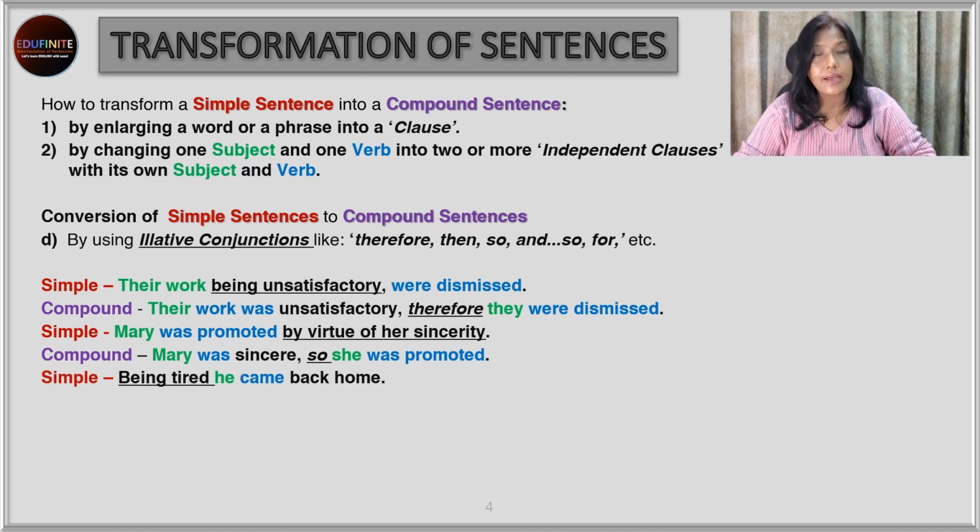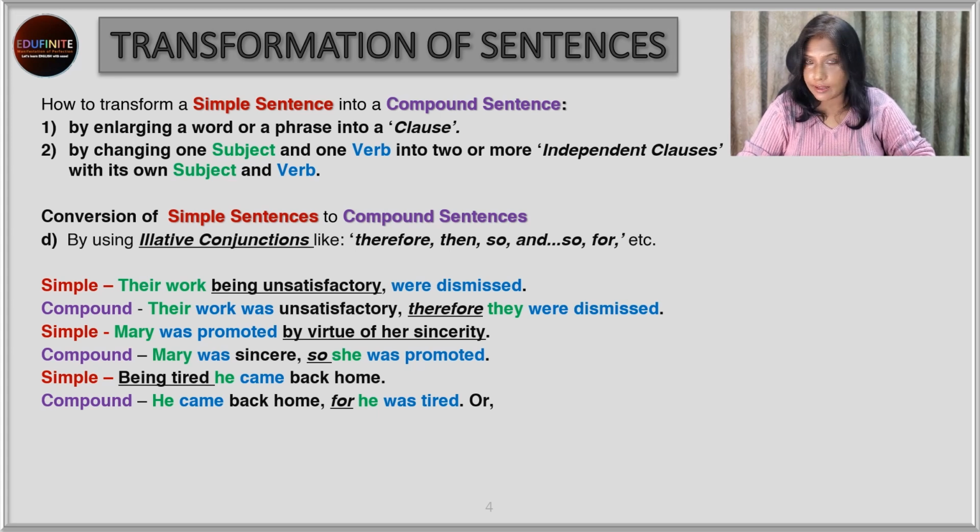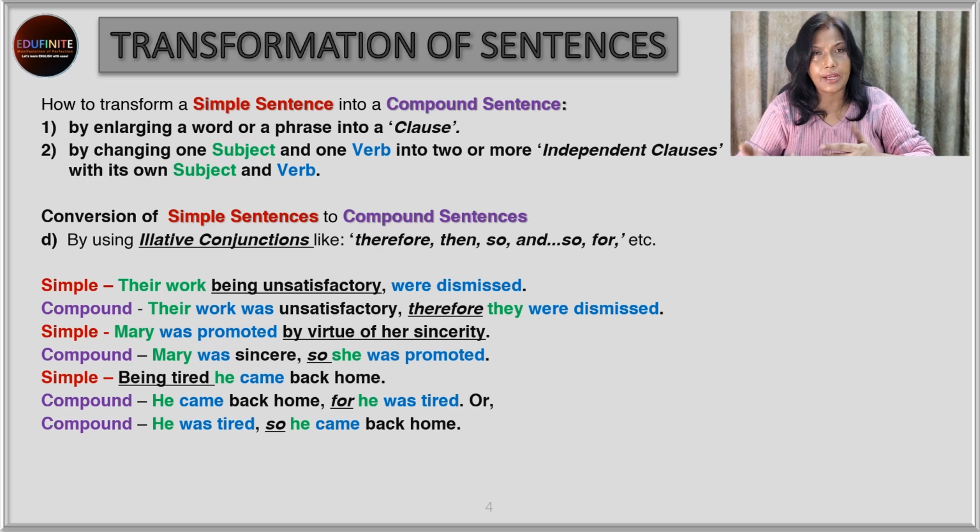Next, being tired, he came back home. So being tired is the phrase. Now we change it and make it he came back home for he was tired. We can say it this way, or we can also say he was tired, so he came back home. So, we can vary it.